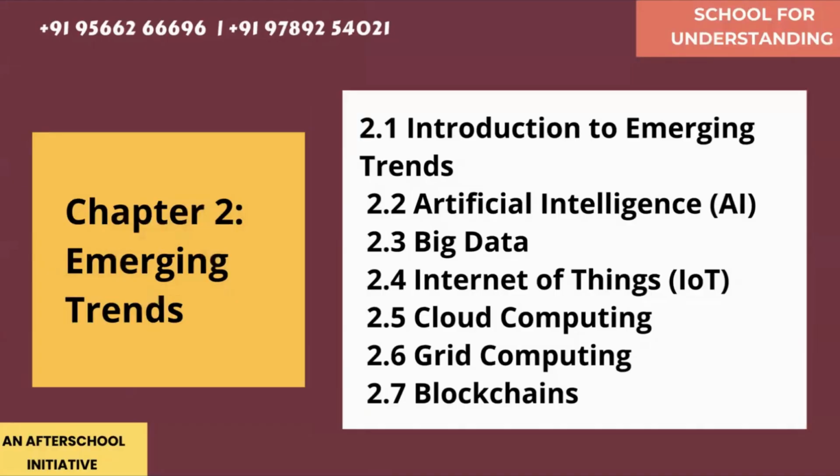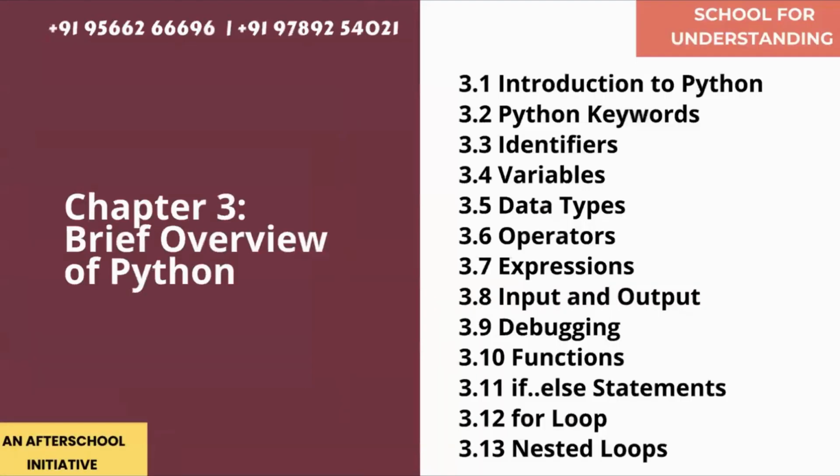The sections include Introduction to Emerging Trends, Artificial Intelligence (AI), Big Data, then Internet of Things, next Cloud Computing, followed by Grid Computing, and finally we will be learning Blockchain. So let's move on to Chapter 3, which is about a Brief Overview of Python.